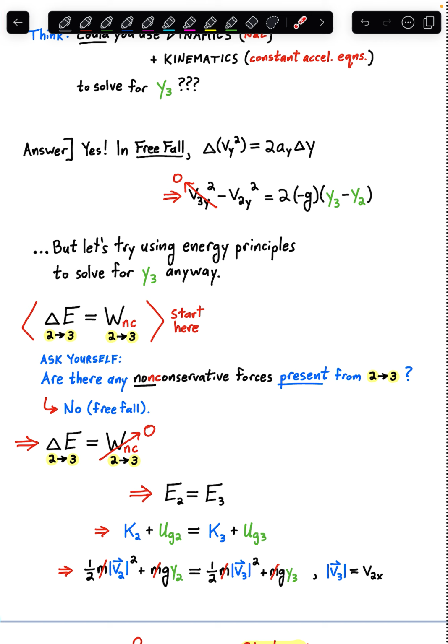We don't need to know the mass. And the thing we're trying to solve for is right here, y3. So at this point, we would just rearrange this algebraically to get y3 by itself and then plug in our values. So that will work. We can find y3 using this energy approach.